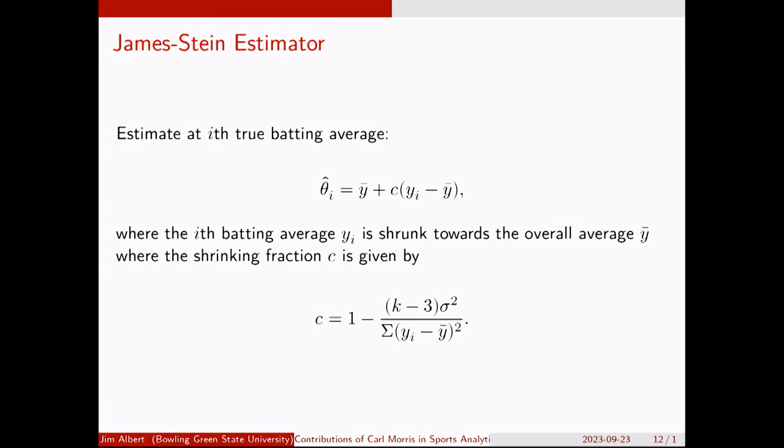That formula shows you that the James-Stein estimator, theta i hat, takes the overall mean, which would be y bar, and adjusts y i toward the average. The adjusting amount is this constant c, and it's a function of the number of parameters k. Sigma is the sampling standard deviation, and then you get the sum of squared deviations about the mean. So they wanted to demonstrate that estimator.